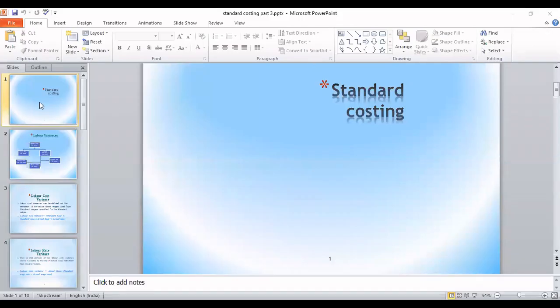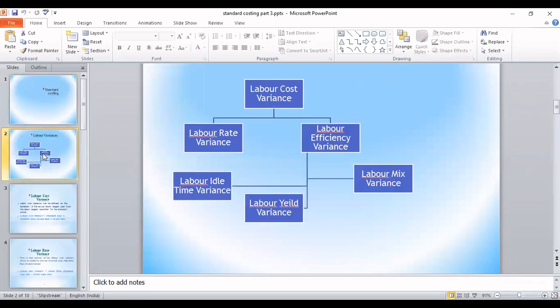So today we are starting the second part in standard costing, which talks about labor variances. In labor variances, there are five basic variances, and one more, which is labor idle time variance. That is not that important, I'll explain that also. Don't worry. But these five are the major variances which we'll come across in labor variances.